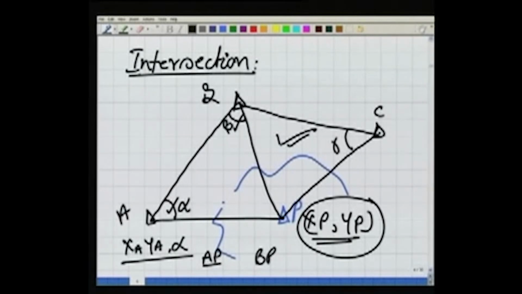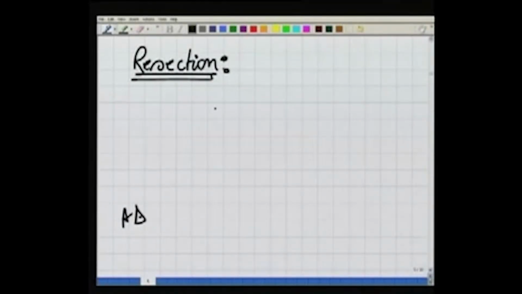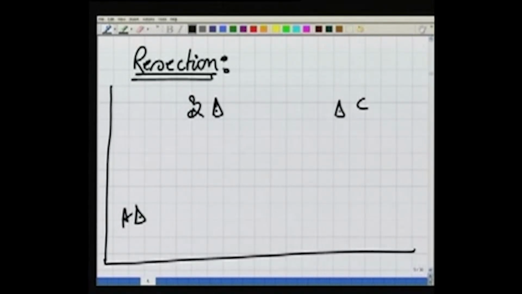Next, which is similar to it but slightly different, we'll see a method called resection. This is called method of resection. Now what is the resection? The resection is slightly different. The same setup, A, B and C are our triangulation stations. We know their coordinates. So if we know their coordinates, that means we have a coordinate system, and in that coordinate system I know their coordinates.